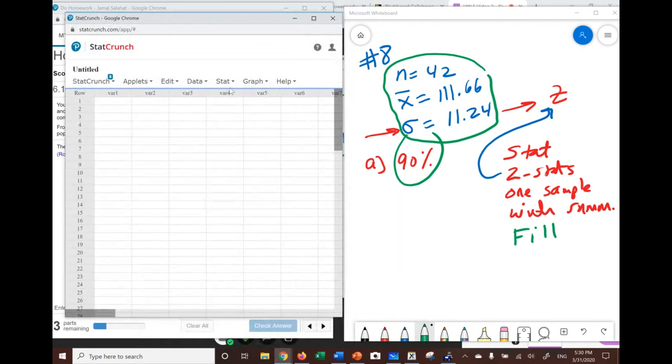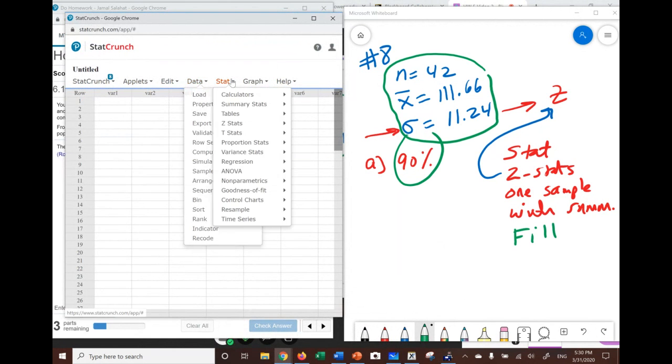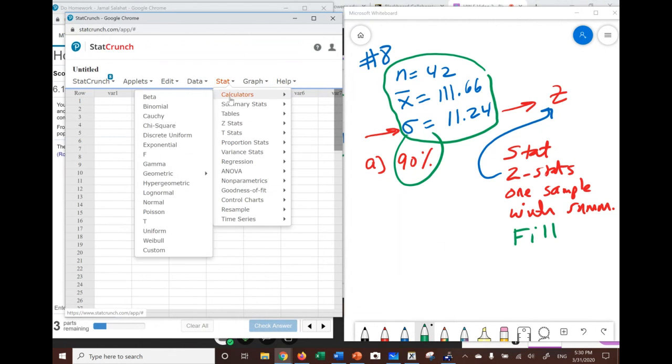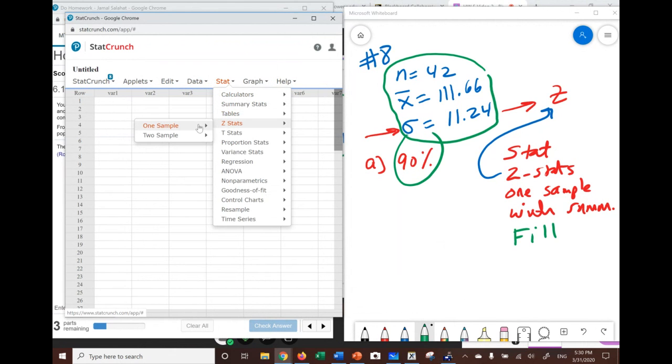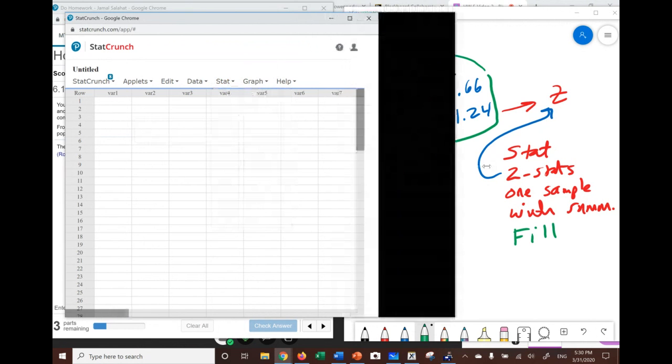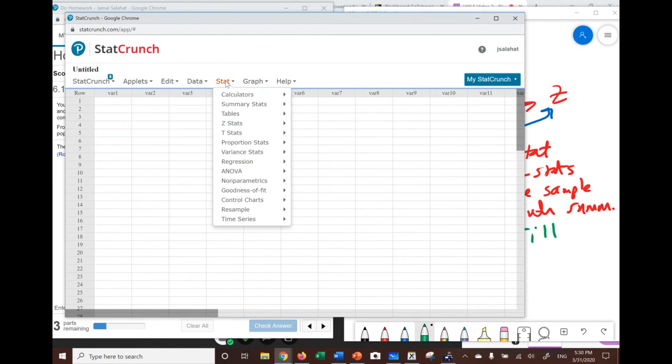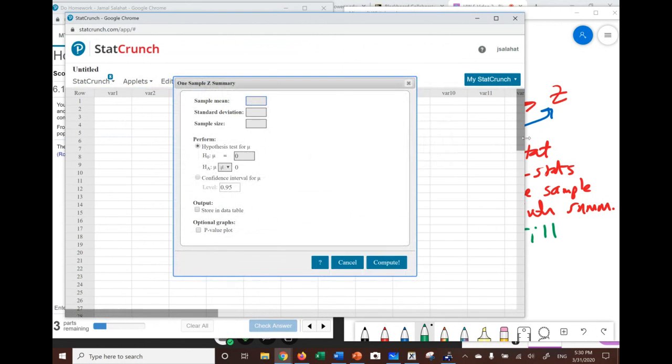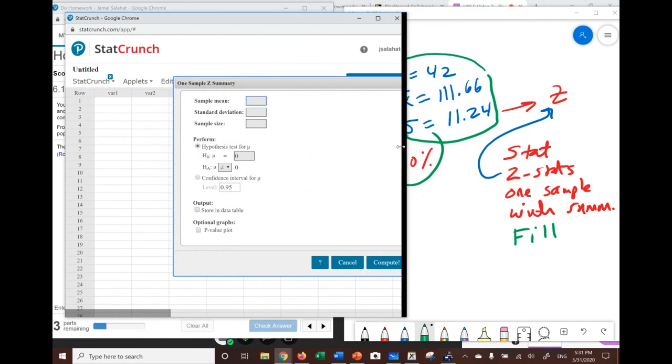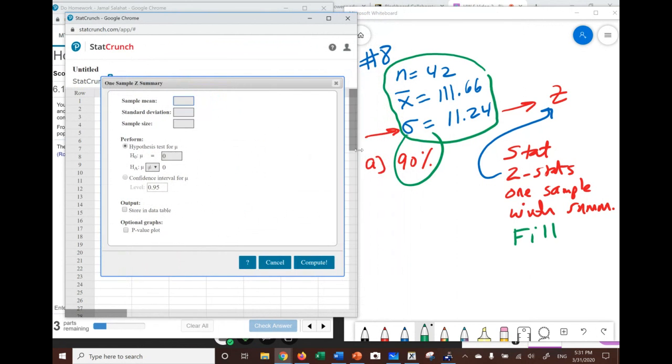So here is StatCrunch. We're going to go to Stat, down to Z Stats, to One Sample, and then come back with Summary. Let me make this a little bit bigger so we can see it better. Again: Stat, Z Stats, One Sample with Summary. When we click on that, let's minimize this. This is the summary I have to the right, so I'll put it in here.